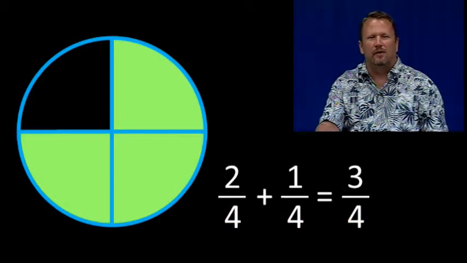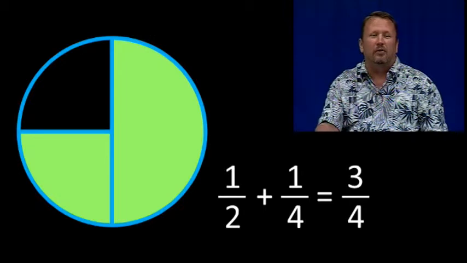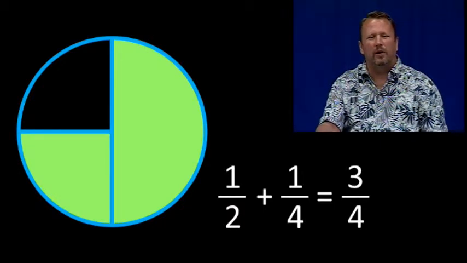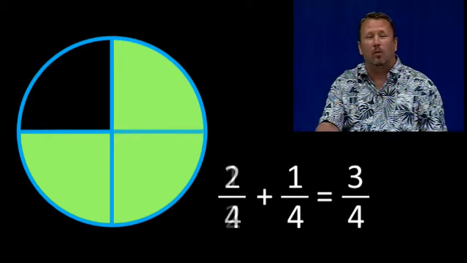So 2/4 plus 1/4 is equal to 3/4. Remember, we started with 1/2 and we added 1/4 to get 3/4. To add 1/2 plus 1/4, we converted the 1/2 to 2/4 so that all the denominators would be the same.